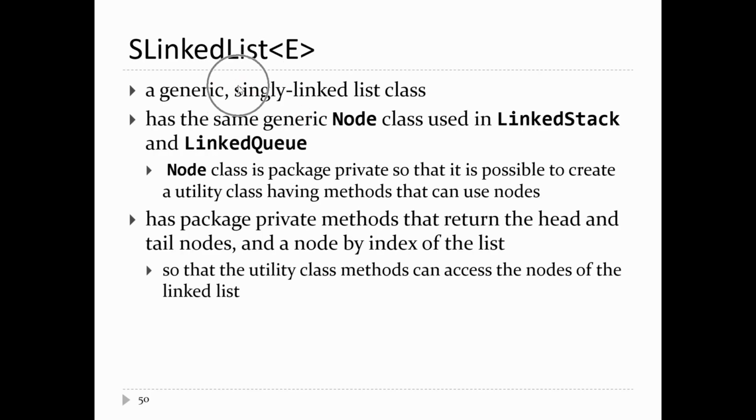All right, so our linked list class is going to be called SLinkedList. It's going to implement our simple list interface. It has the same generic node. We haven't seen the generic node class yet. I'm going to show it to you in just a second. We didn't talk about linked queues in this course, so ignore that for a second. We did talk about linked stacks. The only difference now is that we're going to make the node class generic.